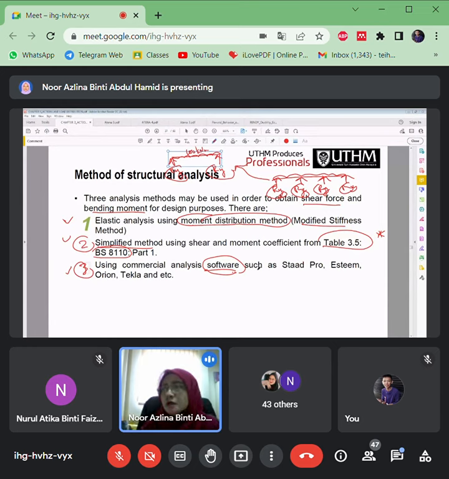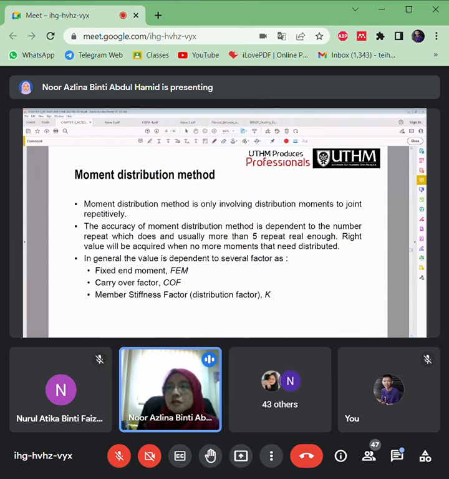Okay, so kalau simplified method is quite simple. We can just refer to the tables in order to know what the shear force and bending moment are. Okay, so we go one by one here. So the first method is the moment distribution method here. Okay, so this distribution method usually more than 5 repetitions.